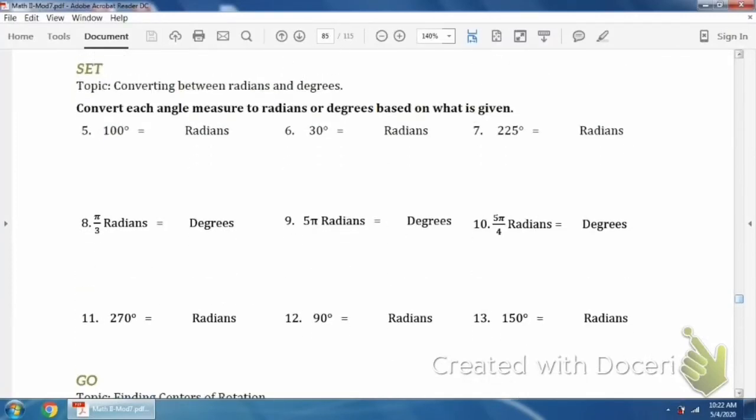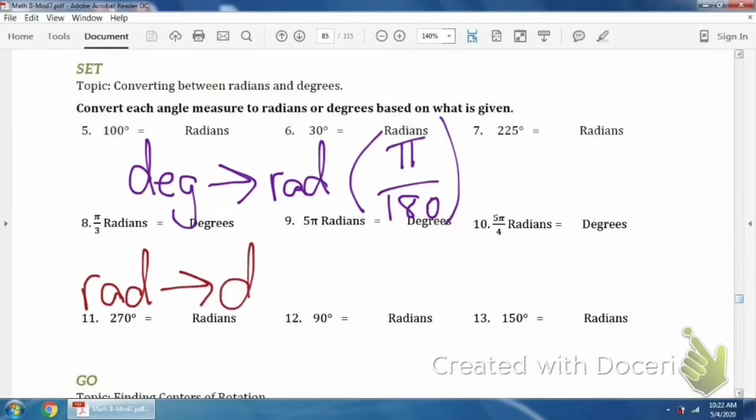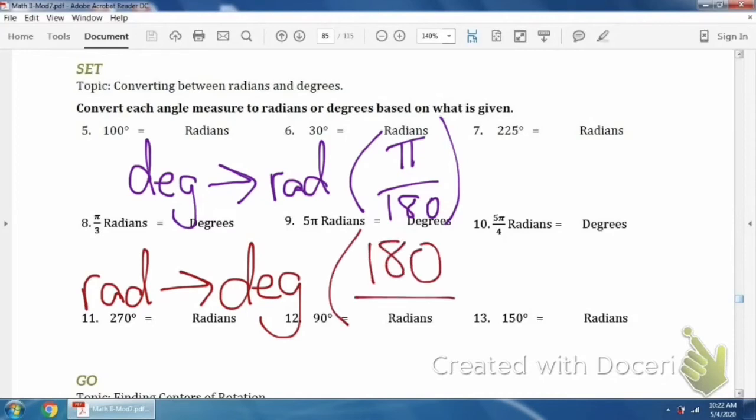you're just going back and forth between radians and degrees. So we know degrees to radians, we just talked about that. Degrees to radians, you multiply by pi over 180, and then simplify. And if you want to go from radians to degrees, you're going to multiply by the reciprocal. So 180 over pi.